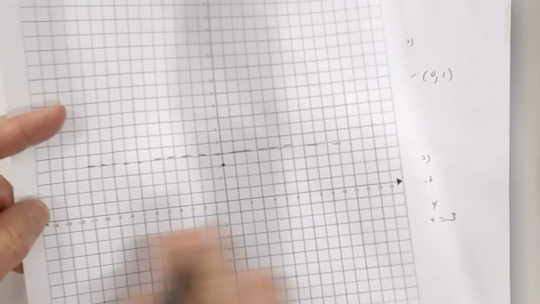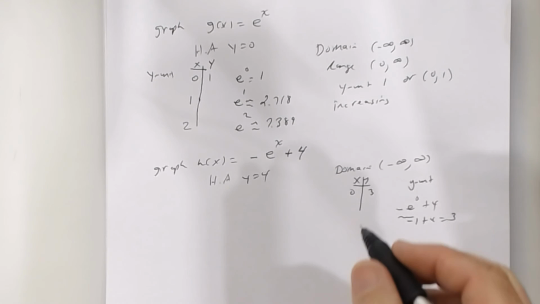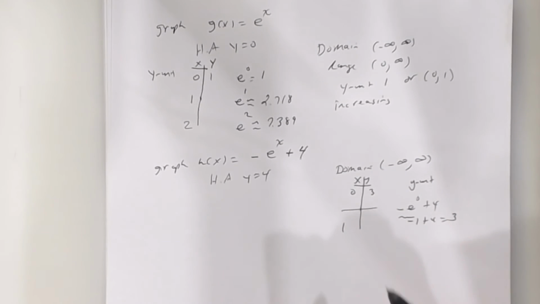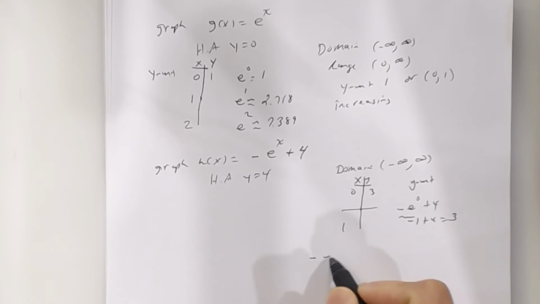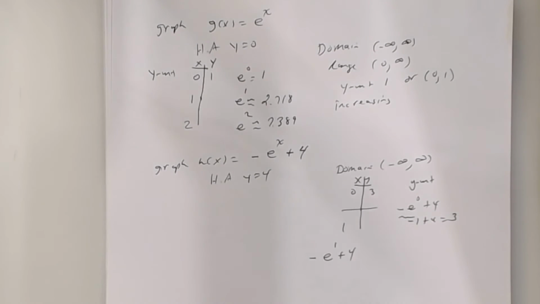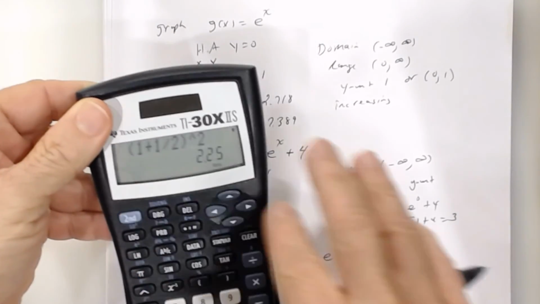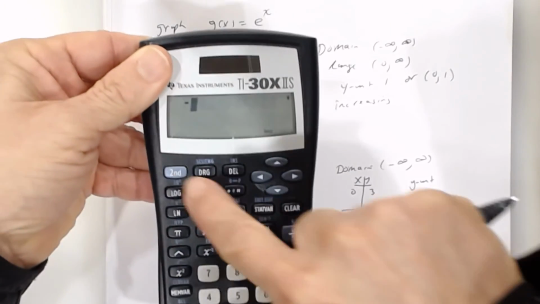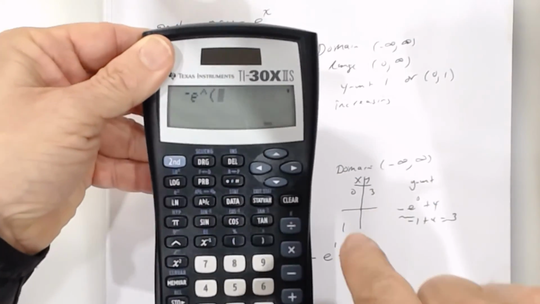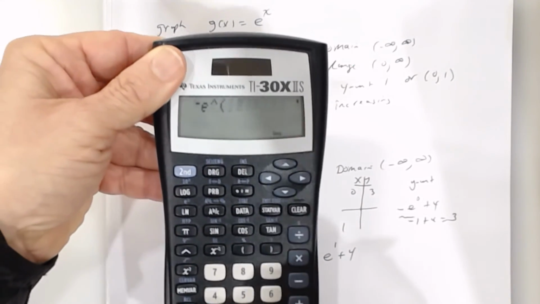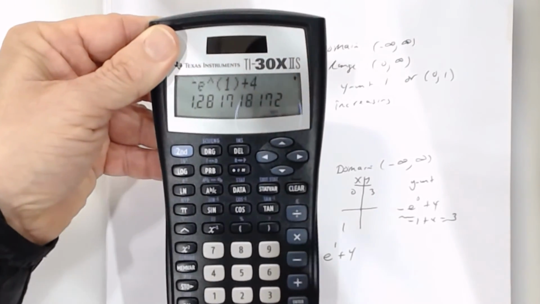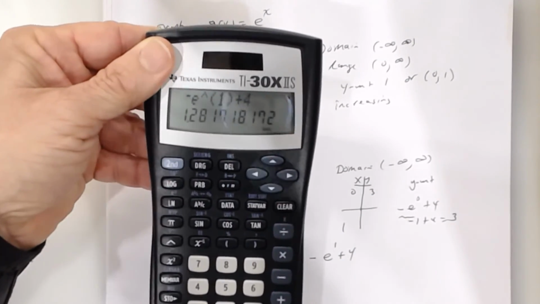All right, let's do a point to the right, see what happens. If x is 1, now you need your calculator for this one. If x is 1, I get negative e to the first plus 4. So on your calculator, do this. Your negative button's right here. And then I have to press second, e to the x. But what's the exponent for this? 1. Close it. You have to close it. And then add what? 4. You get about 1.282.